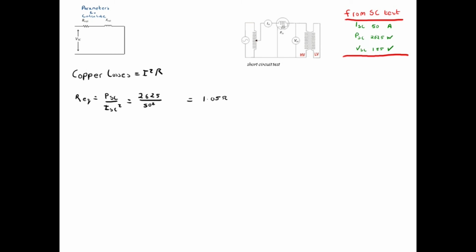Z equivalent is equal to VSC over ISC, which is 185 over 50. This is equal to 3.7 ohms. And X equivalent can be found by the square root of Z equivalent squared minus R equivalent squared, which is equal to the square root of 3.7 squared minus 1.05 squared. This is equal to 3.47 ohms.